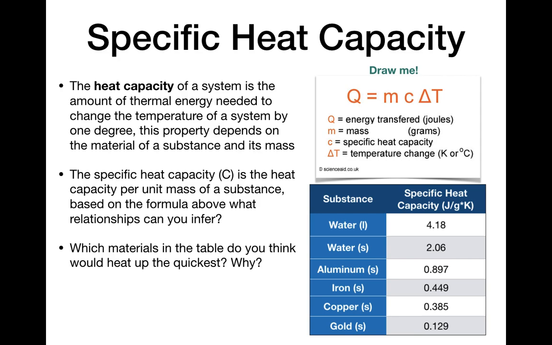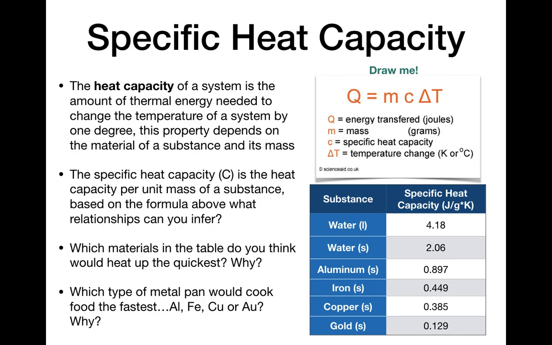Well, the one to heat up the slowest is going to be liquid water, because that's how many joules of energy it takes to heat liquid water 1 gram up by 1 degree Kelvin. 4.18 joules per gram of water to heat it by 1 degree Kelvin. So which one will heat the quickest of all these different materials? Then we go with the lowest heat capacity, which is gold. Gold would heat up the quickest. So the least amount of energy is required to heat 1 gram of gold by 1 degree Kelvin.